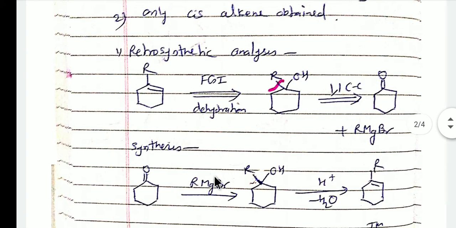So now let us discuss the synthesis of this target molecule. Here we take cyclohexanone. The reaction of cyclohexanone with RMgBr gives this type of alcohol, which on dehydration gives the alkene. Here the double bond is formed between this carbon and this carbon atom by the removal of OH and H as a water molecule. So we get this alkene.